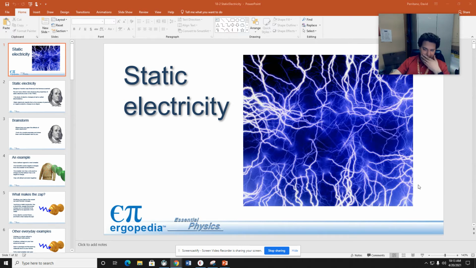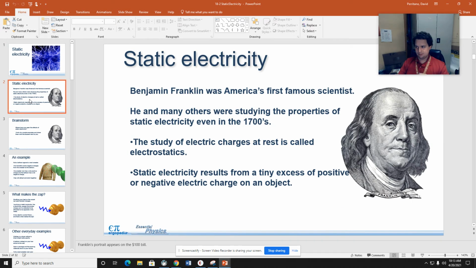Static electricity. We're going to talk static electricity a little bit real quick. First of all, Ben Franklin. You need to know Ben Franklin was America's first famous scientist. Ben Franklin puts America on the map. The United States was seen as like a lawless land of strong country folk. Ben Franklin says we got some smart people out here like him. And he's really the father of what's called electrostatics.